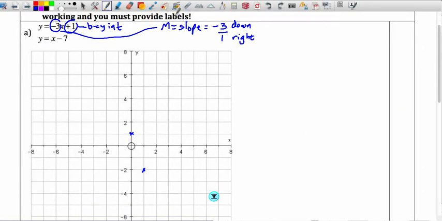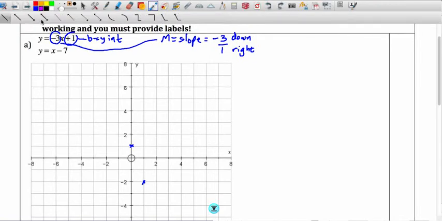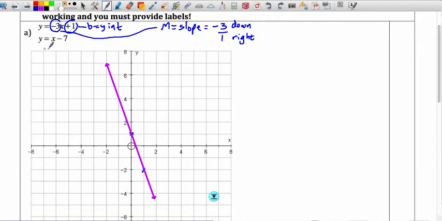And what I'll do is draw a line through there, and so passing through both of those points, we'll just extend the other side. Okay, and now we need to graph the second line.